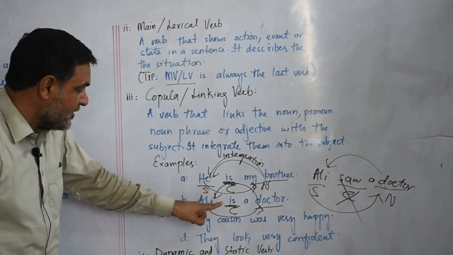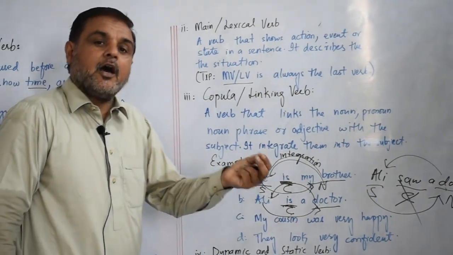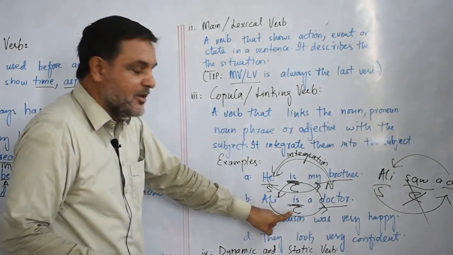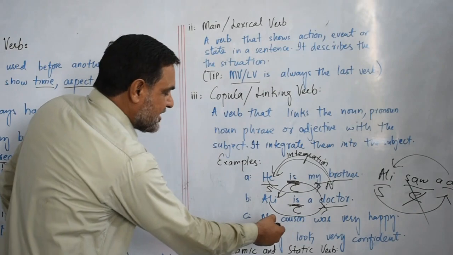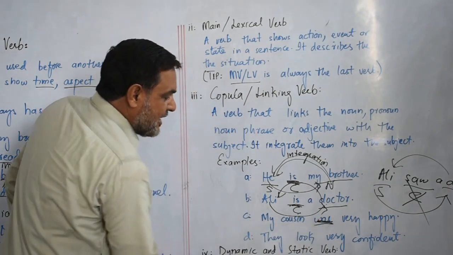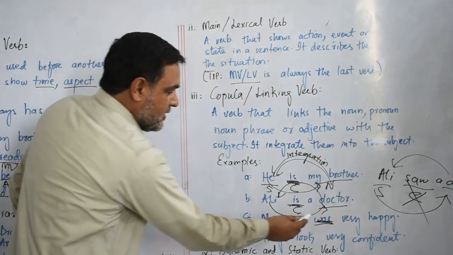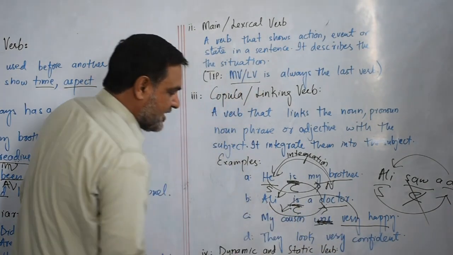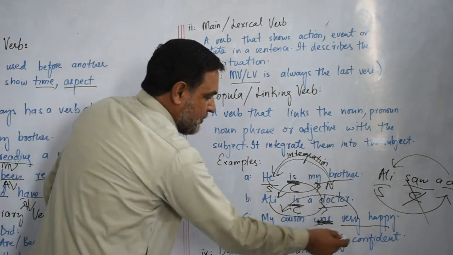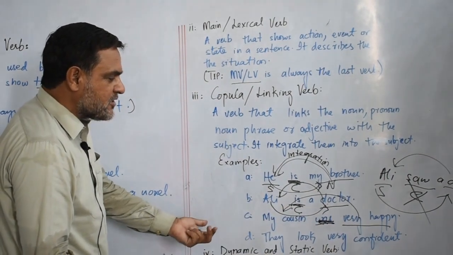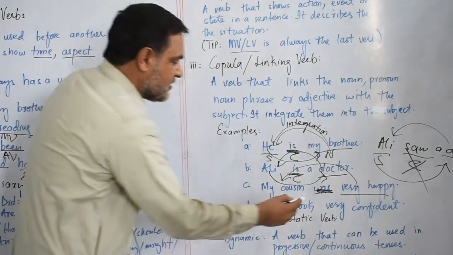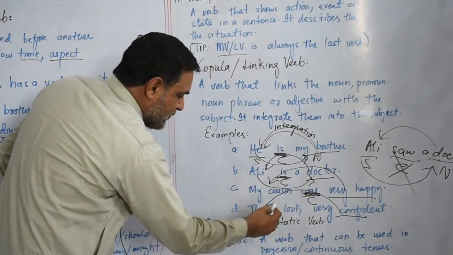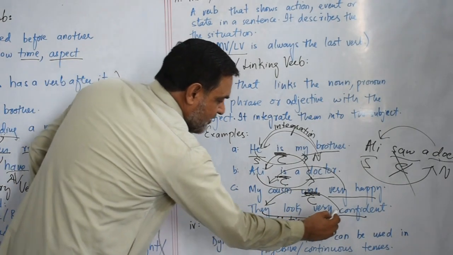But over here, Ali is a doctor. Ali is doctor, doctor is Ali. They are the same things. So that's why it will be called a copula or linking verb. Same is the case with this one. My cousin was very happy. This is was. Very happy. My cousin, very happy. Who is happy? Cousin. Who is cousin? Very happy. The same thing. So this will be called a copula. They look very confident. Who are confident? They. What are they? Very confident.